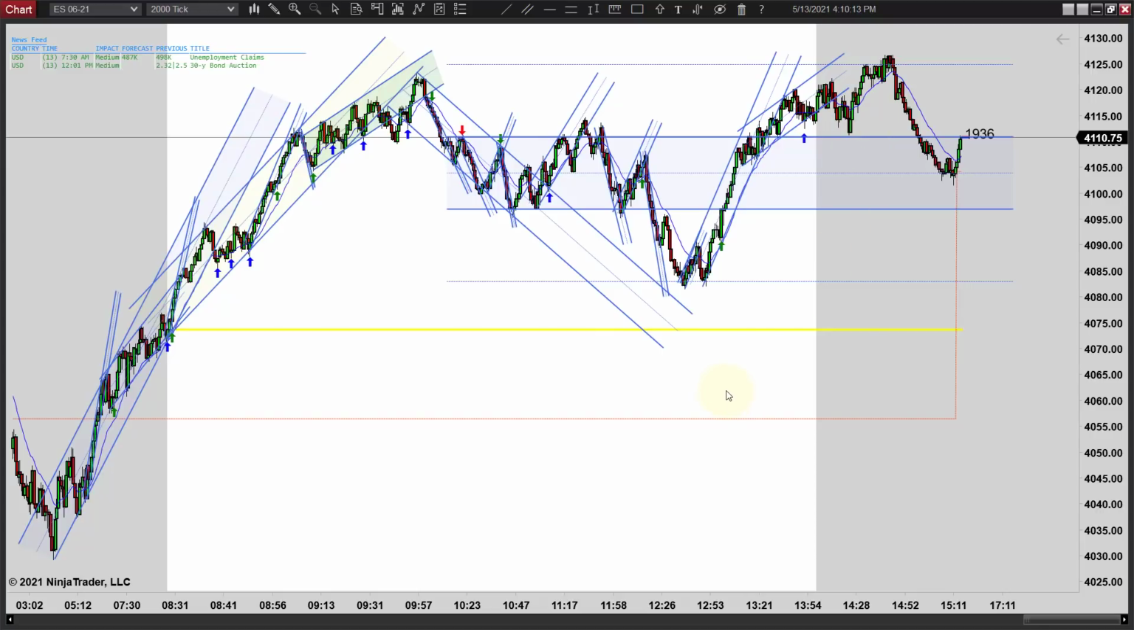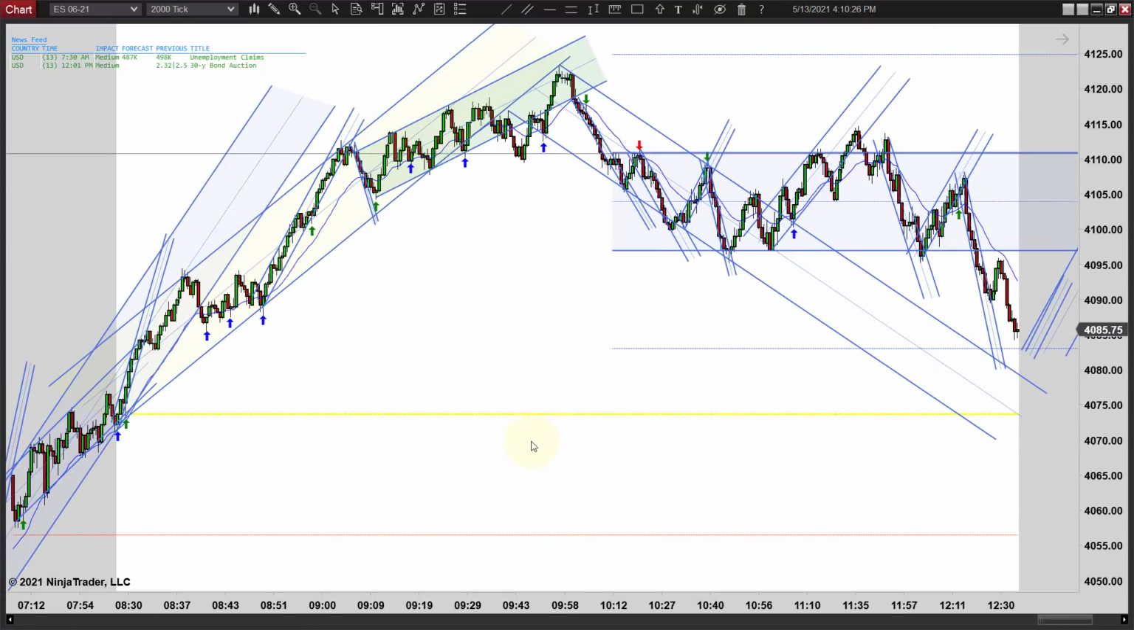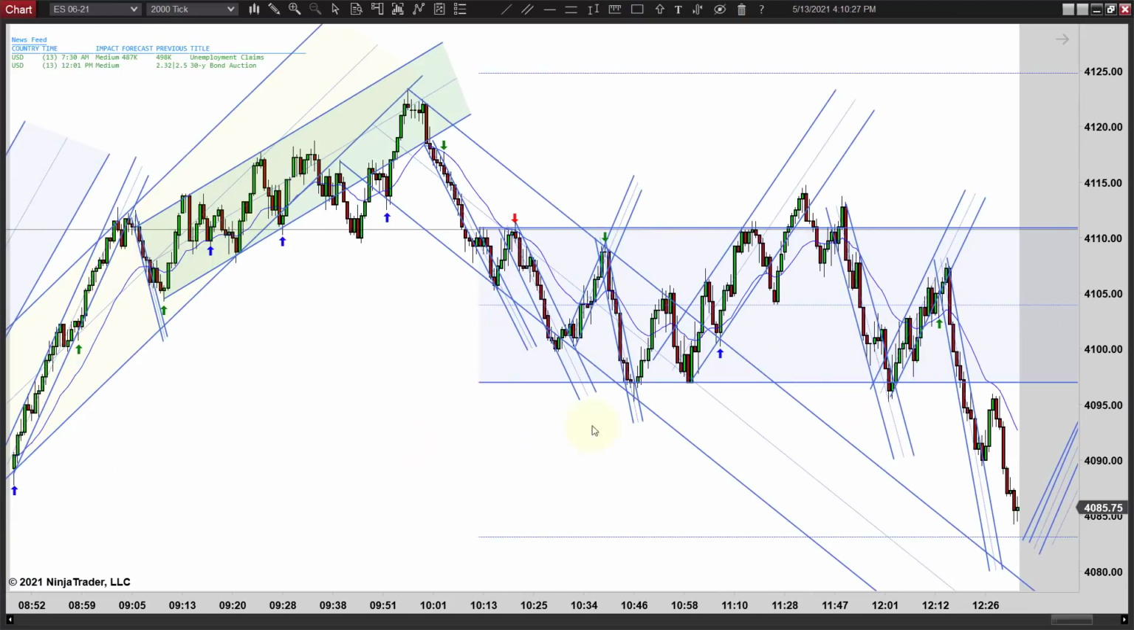Into 2 o'clock. But for the most part, this is a range, and we started out rather tight, and we've had a measured move out both sides now. So, but let's back out, go through the trades, and get through this day. Not as many trades this afternoon.